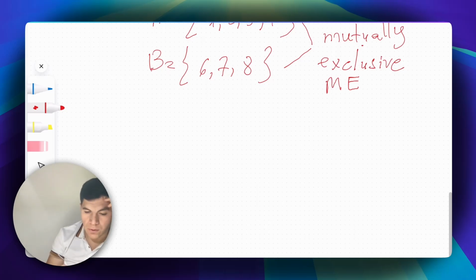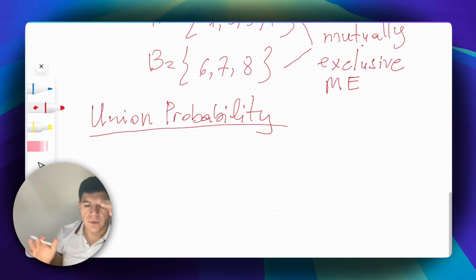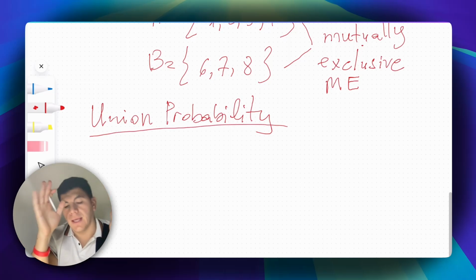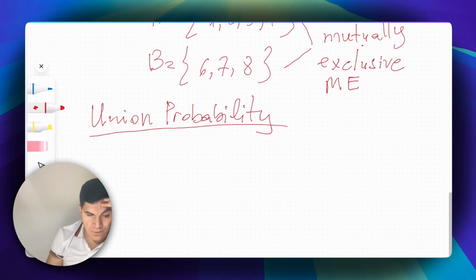Okay, so now we will look at another probability type, what we call the union probability. Okay, what's the union probability? Here we have either event A or event B occurring, or both events A and B happening. Okay, so let's say we want to find out the probability of event A or B happening. How do we approach this?